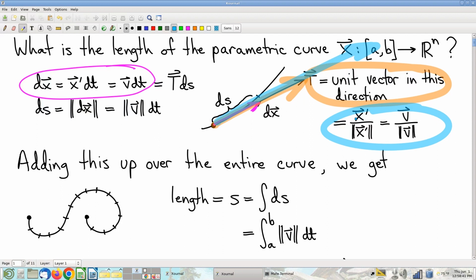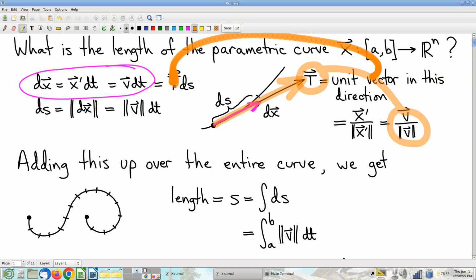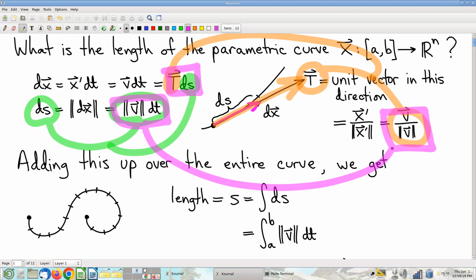So the reason this relates to this previous calculation is, if you think about this formula for T, and if you think about this formula for ds, multiplying T times ds means I'm multiplying this times that, and notice the magnitude of v cancels, and we get exactly v dt, otherwise known as the dx vector. So just kind of a neat little observation.